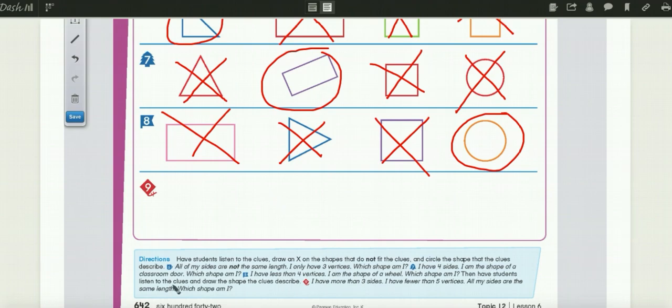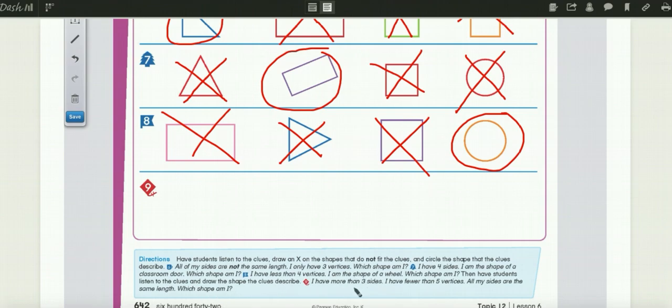For number 9, we need to listen to the clues and draw the shape. I have more than 3 sides. I have fewer than 5 vertices. All my sides are the same length. Which shape am I?